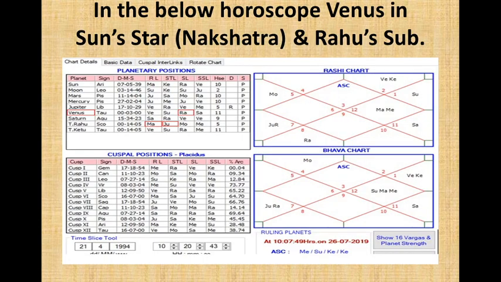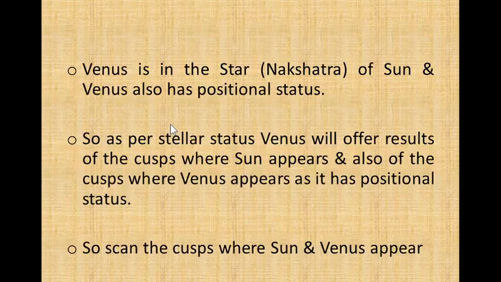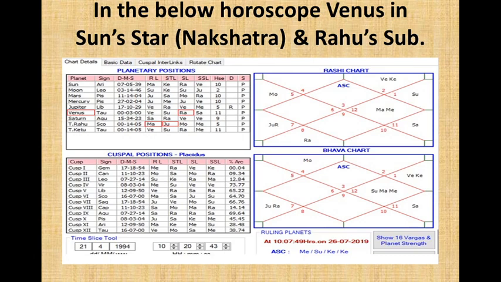In the below horoscope, Venus is in Sun star and Rahu sub, and Rahu is in Rashi of Mars and star of Jupiter. Venus is in nakshatra of Sun, and Venus also has positional status.